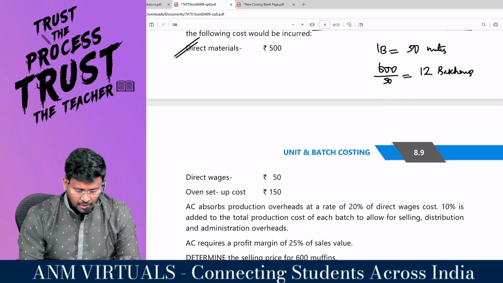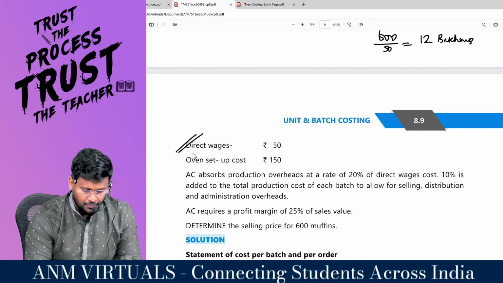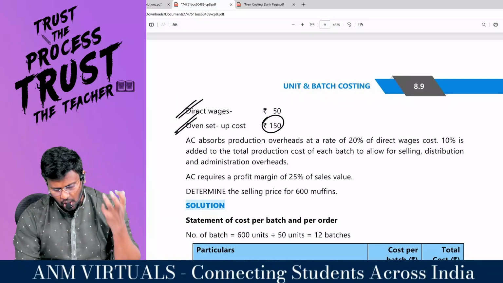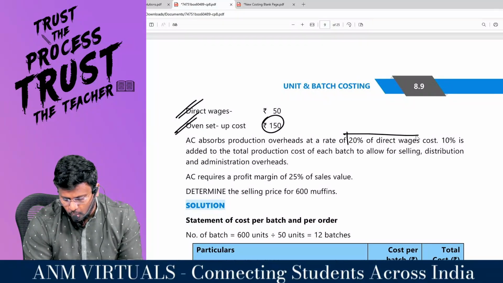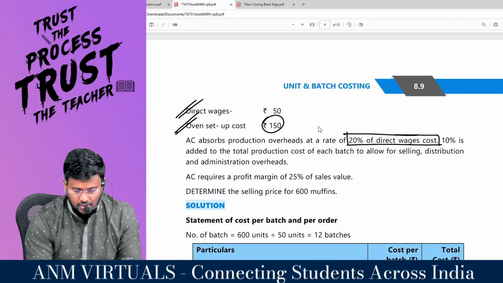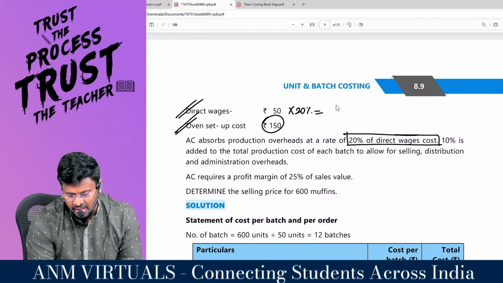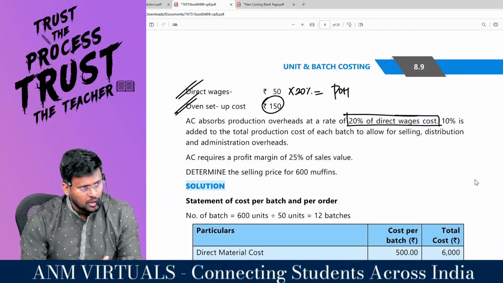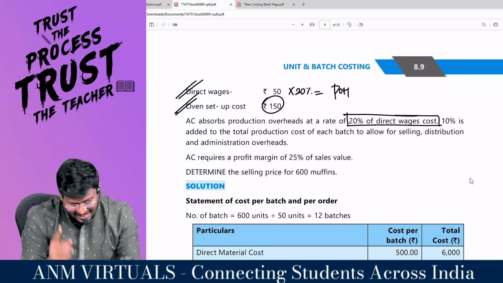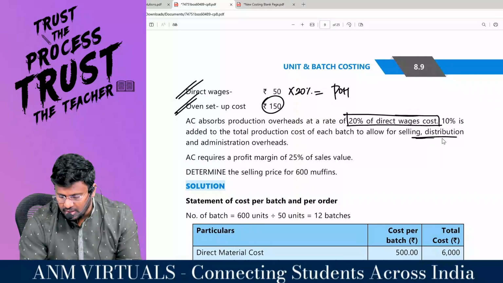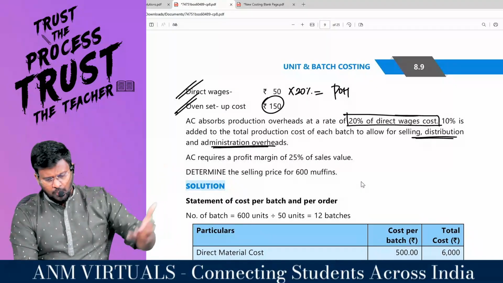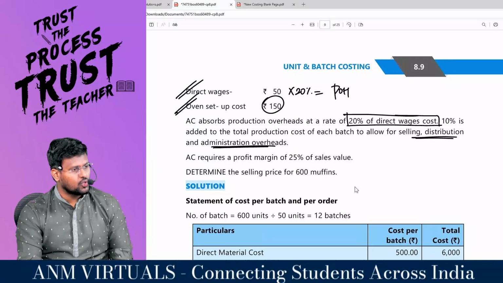Direct wages is how much? 50. Oven setup cost is 150. AC absorbs production overhead at the rate of 20% of direct wages cost. This into 20% is the production overhead. 10% is added to the total production cost of each batch to allow for selling and distribution and administration overhead. So if you add one more 10%, you will get the total cost of production.